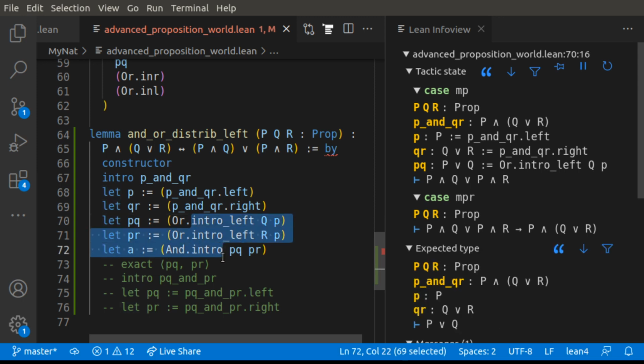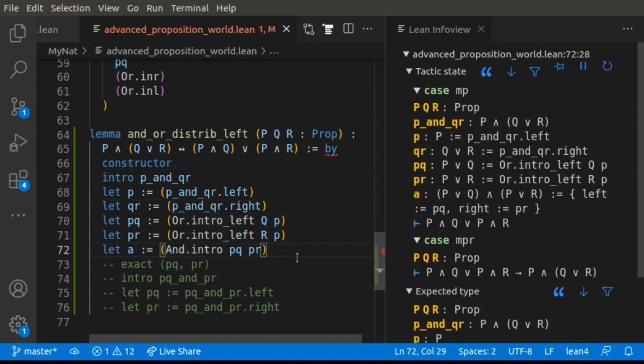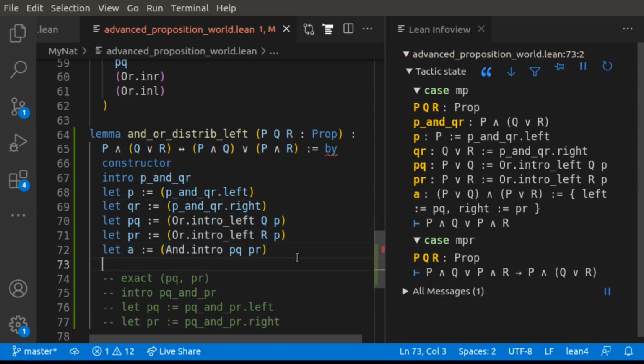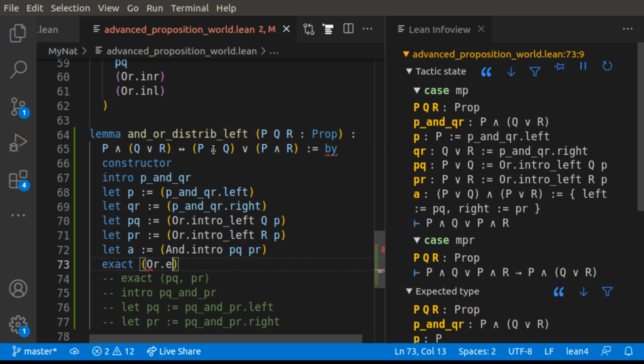Okay, I don't know if any of this is useful, but so P and Q, or P or Q, and P and Q or P and R. So we need to prove that one or the other is true. So we'll prove this exactly with or dot elimination.